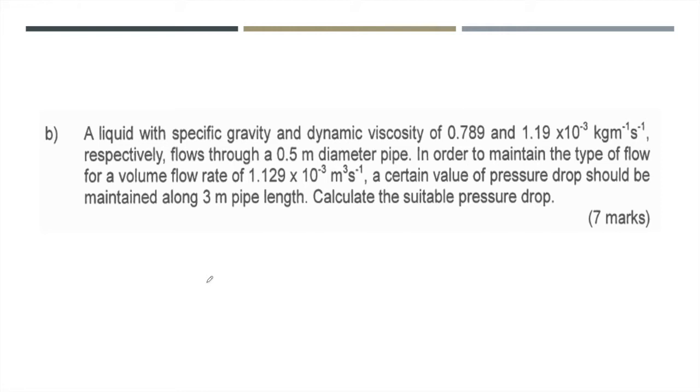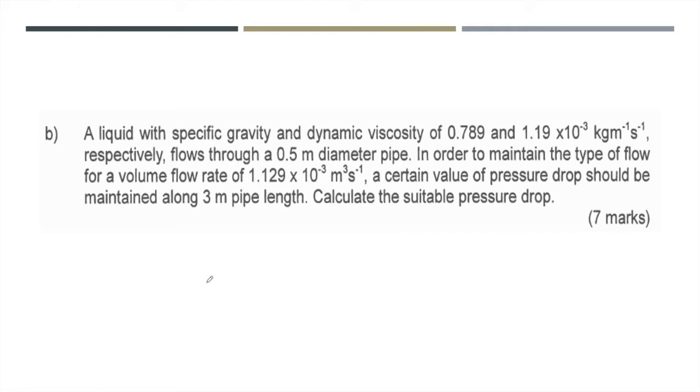A liquid with specific gravity and dynamic viscosity of 0.789 and 1.19 times 10 to the power of minus 3 kilogram per meter second, respectively, flows through a 0.5 meter diameter pipe. In order to maintain the type of flow for a volume flow rate 1.129 times 10 to the power of minus 3, a certain value of pressure drop should be maintained along 3 meter pipe length. Calculate the suitable pressure drop.